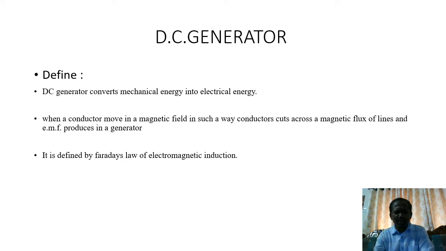According to Faraday's law of electromagnetic induction, the induced EMF is E equal to N d phi by dt. N is the number of turns, and d phi by dt is the rate of change of flux with respect to time. Then there is an EMF induced in the armature conductor.